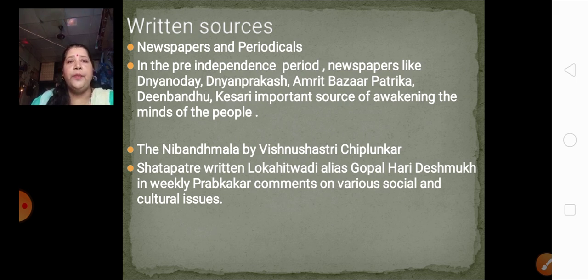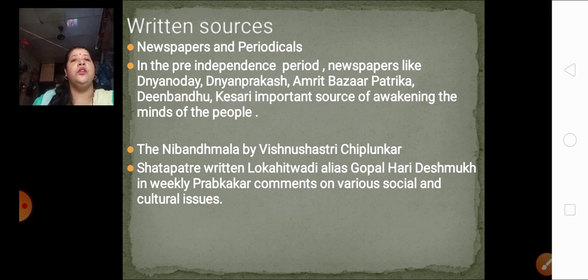Example, newspapers and periodicals. In the pre-independence period, newspapers like Jnanoday, Jnan Prakash, Amrit Bazar Patrika, Deenabandhu, Kesri were the important papers at that time. Now what information are they providing? They brought about an awakening in the minds of the people. Children, listen properly. Jnanoday, Jnan Prakash, Amrit Bazar Patrika, Deenabandhu, Kesri are all the names of newspapers.